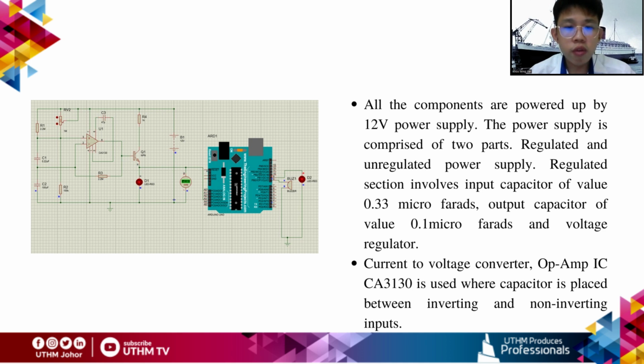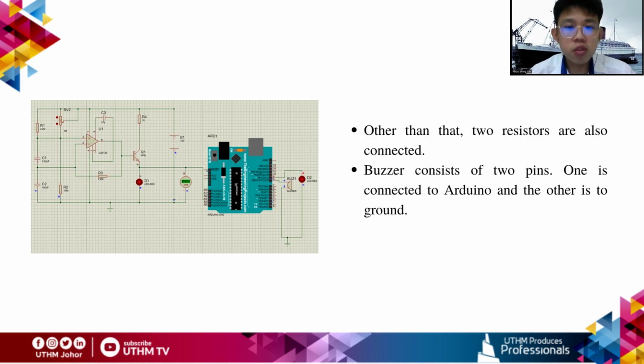For the current to voltage converter, a CA3130 is used, where a capacitor is placed between the inverting and non-inverting inputs. Other than that, two resistors are also connected. The buzzer consists of two pins. One is connected to the Arduino and the other is to ground.